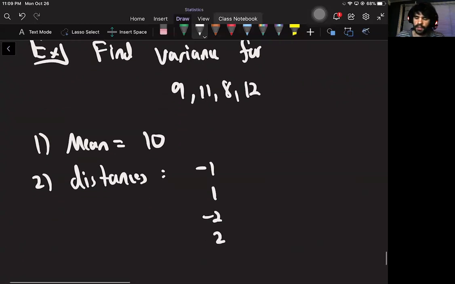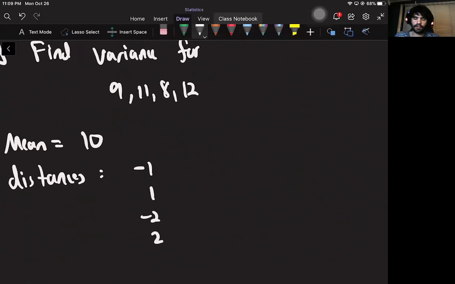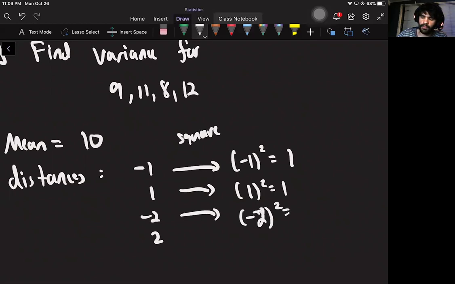I'm just taking them from earlier instead of redoing that step, but that's just subtracting the numbers from the mean. And then I'm going to, instead of just magically making them positive, square each one. So -1 squared is -1 times -1 is +1. 1 squared is still 1. -2 squared is 4. And 2 squared is 4.